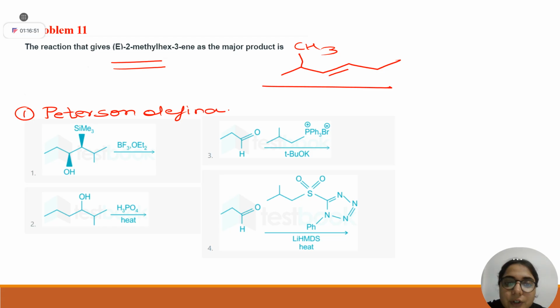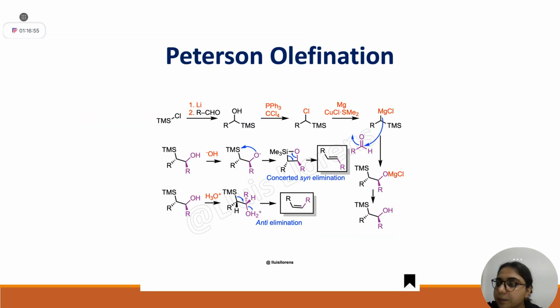Before going to further options, let's have a recap. What is Peterson olefination? The thing to keep in your mind, students, is that Peterson olefination can be done in two ways, either in acidic condition or in basic condition. In basic condition the requirement is one thing and in acidic condition the requirement is other. Let's have a look at basic condition.